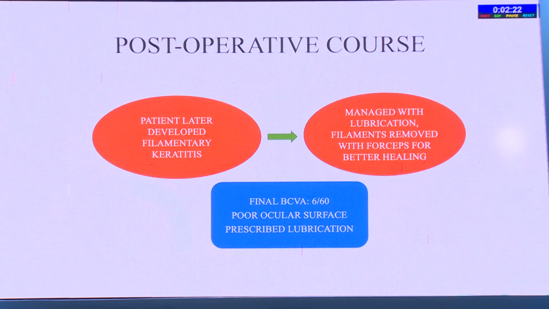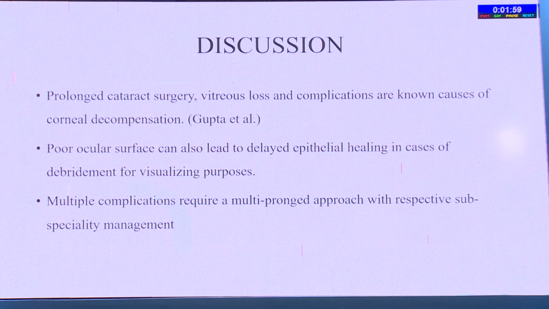Then the patient later developed filamentary keratitis, which was again managed with lubrication, and from time to time we had to remove the filaments also with forceps for better healing. And finally her BCVA improved to 6/60. But there was still a poor ocular surface, so we had to prescribe ongoing lubrication in that patient.